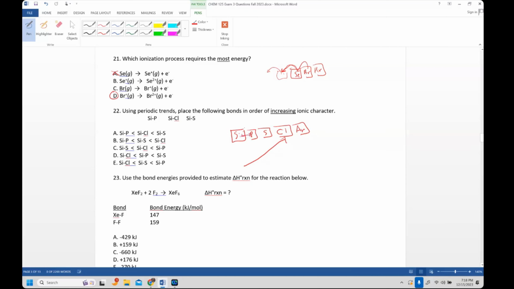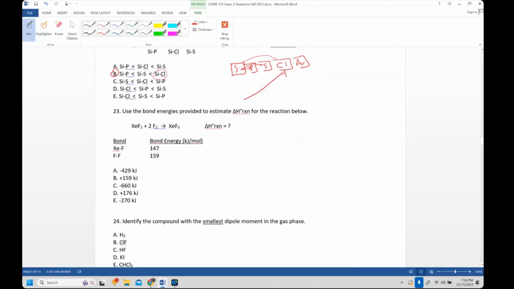Silicon and phosphorus, they're pretty close. Silicon and chlorine, they're pretty far. Silicon and sulfur, they're close. So the biggest difference will be silicon and chlorine. Silicon and sulfur will be in the middle. Silicon and phosphorus will be the lowest difference. So that's the order.